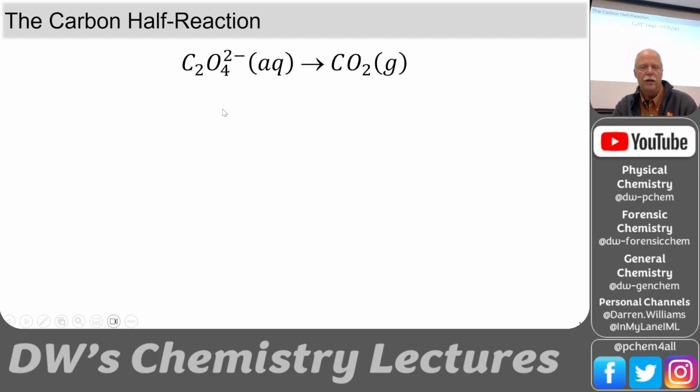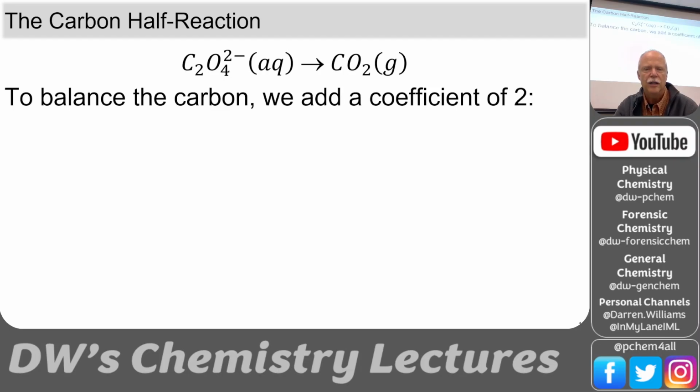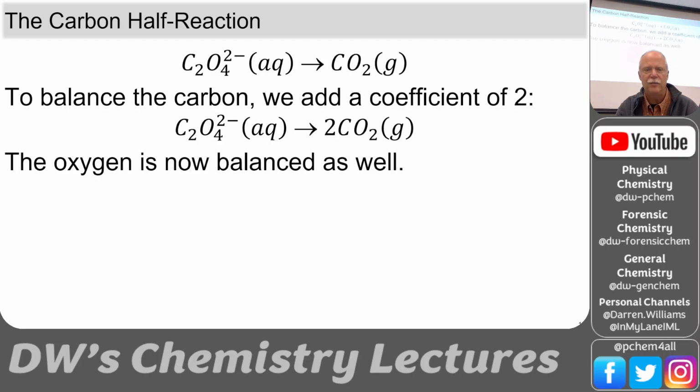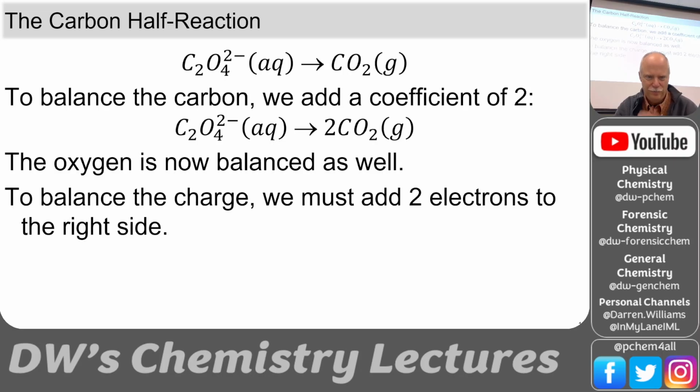So we have the carbon half reaction. First step was balance the elements other than hydrogen and oxygen. So we add a coefficient of 2 on the CO2. You see that. Now we balance the oxygens by adding waters. We don't have any hydrogens in this reaction at all. But it turns out the oxygens are balanced. So we got 4 on either side, so we don't have to add waters.